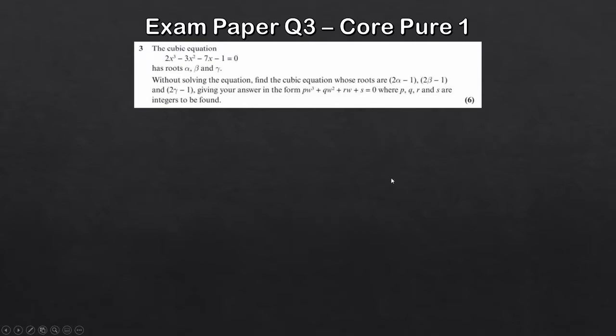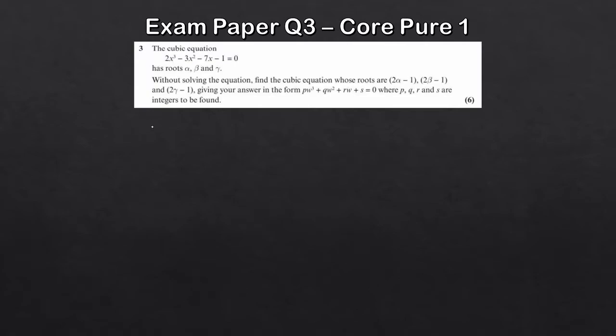So this first question is a very standard exam style question taken from the exam paper at the end of the core pure 1 textbook. So let's get the pen and have a look at tackling this. We've been given this cubic equation. Without solving it, can we find the cubic equation which has these roots: 2 alpha minus 1, 2 beta minus 1, and 2 gamma minus 1? So we need to find this new cubic here.